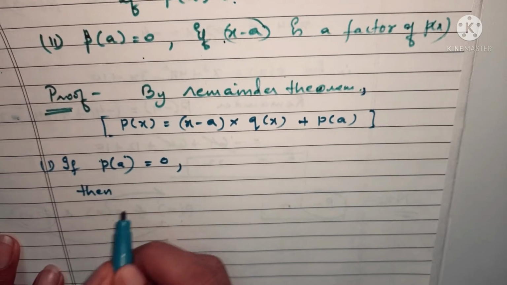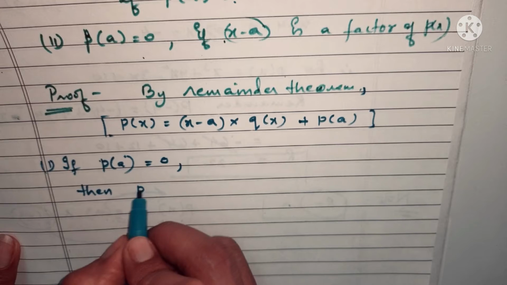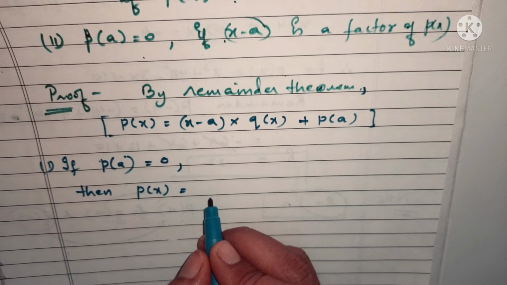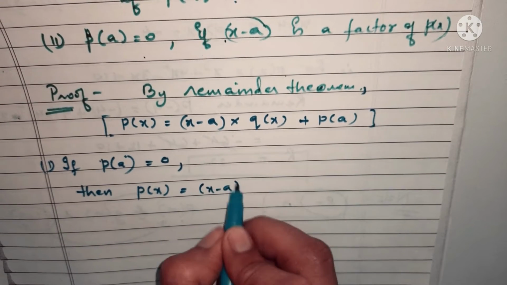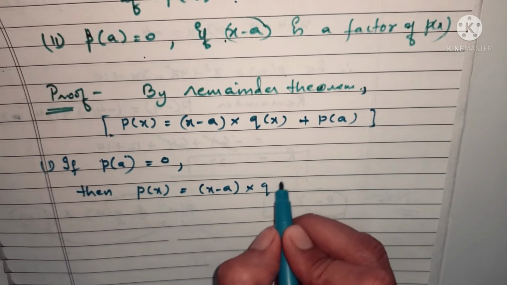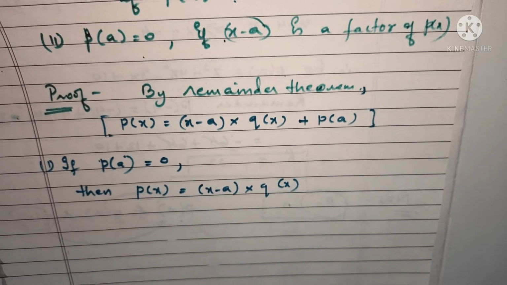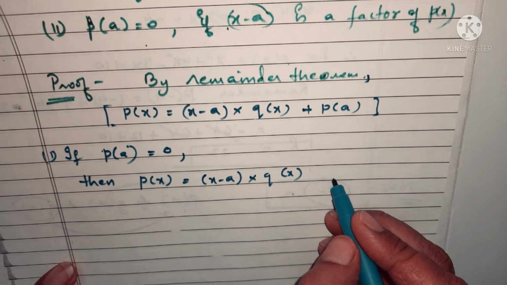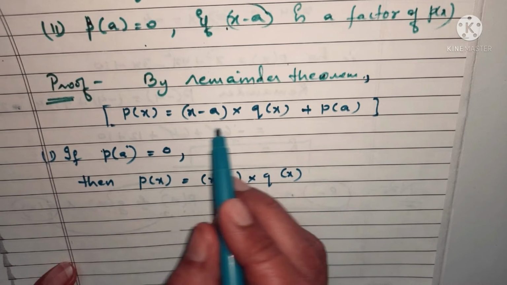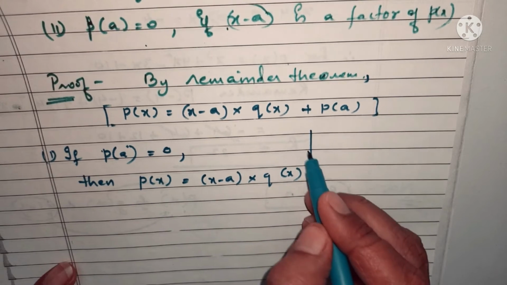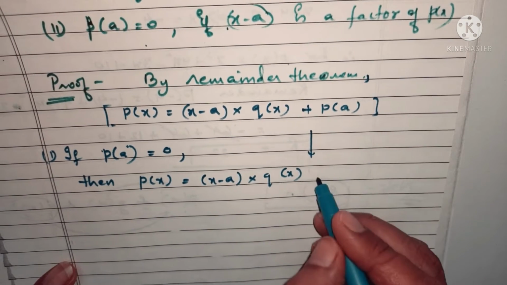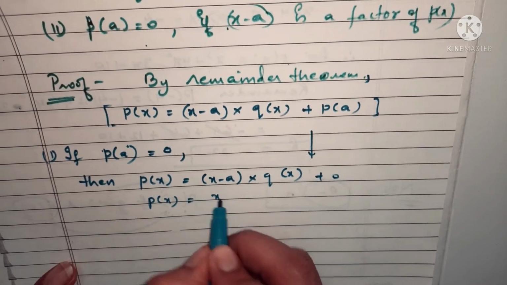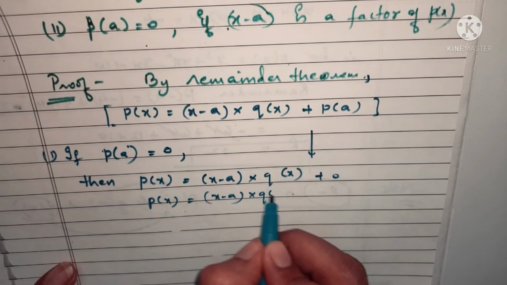Then P(x) will be equal to what? It will be equal to (x minus a) into Q(x). Okay, so it shows what? If this P(a) becomes equal to 0, in that case P(x) will be equal to what? (x minus a) into Q(x) by this theorem. Because we are keeping this as 0, you can write here 0, no problem. So what you are getting ultimately is P(x) equal to (x minus a) into Q(x).